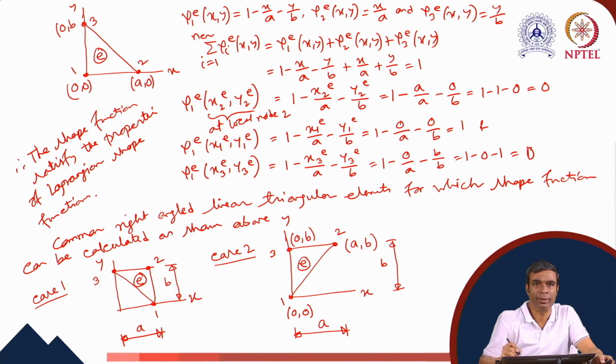The expressions that we have calculated for obtaining shape functions of linear triangular elements with nodes 1, 2, and 3, I emphasize that these expressions are valid for linear triangular elements of any shape. We have illustrated the example for a simple shape of right-angled triangles, but these expressions are valid for triangular elements of linear type irrespective of their shape.